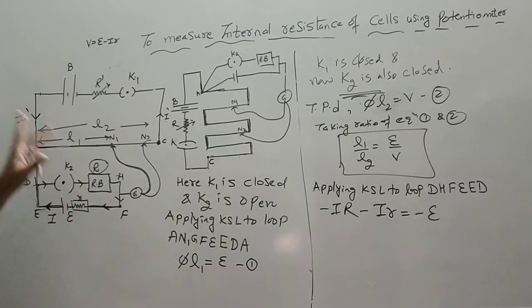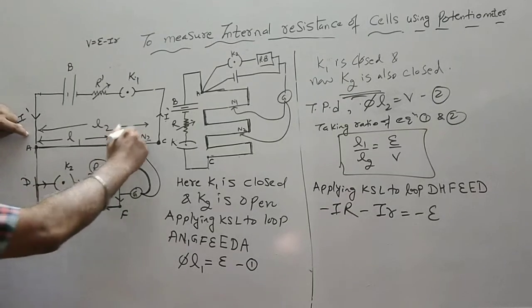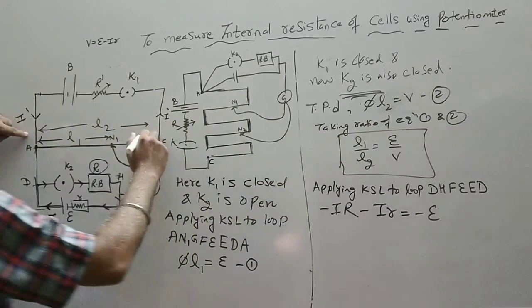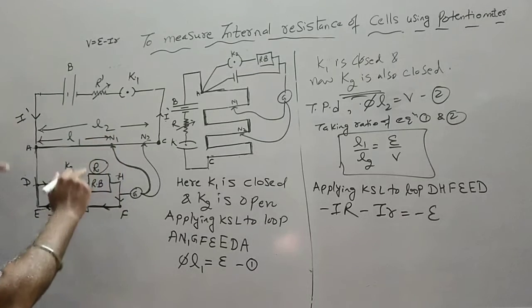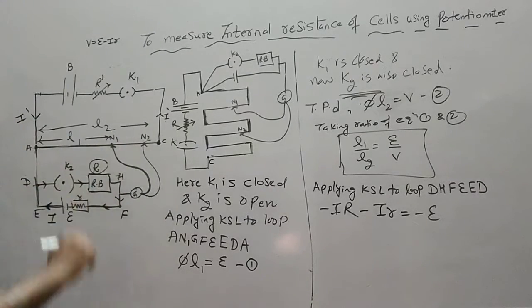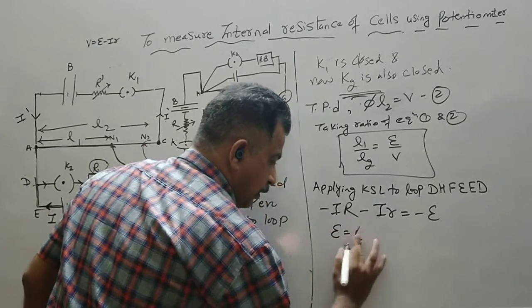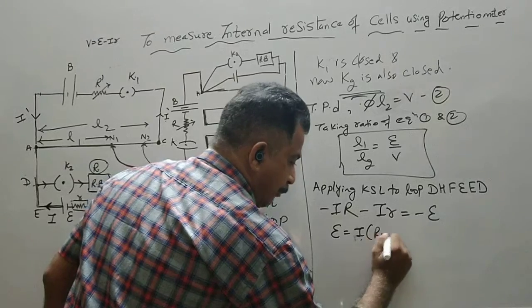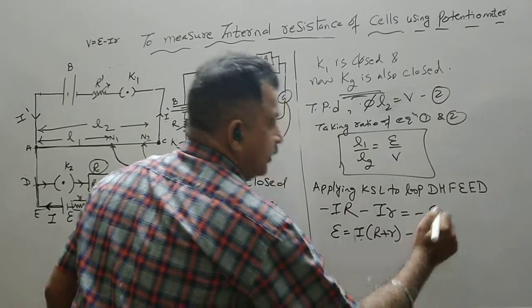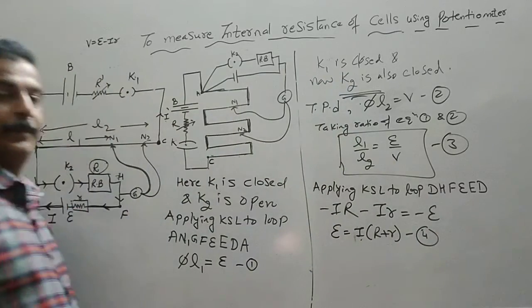So in this loop, we concentrate now only on this loop. This potential difference obtained is the terminal potential difference. This is the EMF, because when we had taken N1 as a null point, the circuit was open. Now this can be written as E is equal to IR plus Ir. This is equation 3, and this is equation 4.